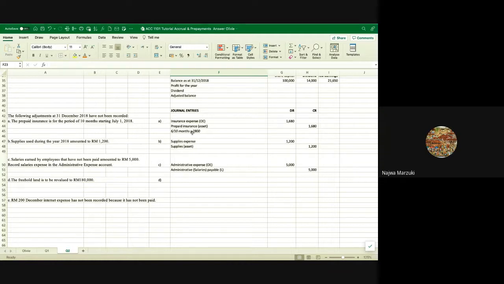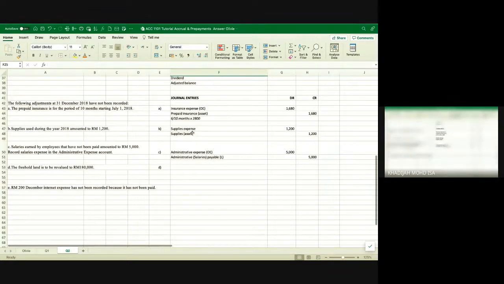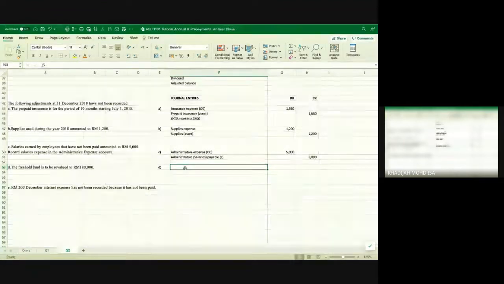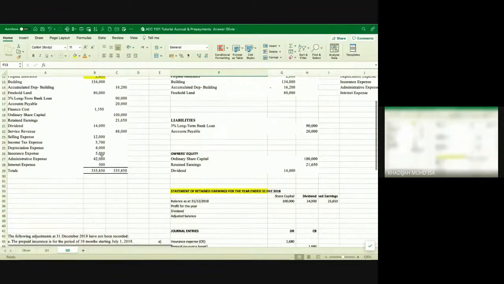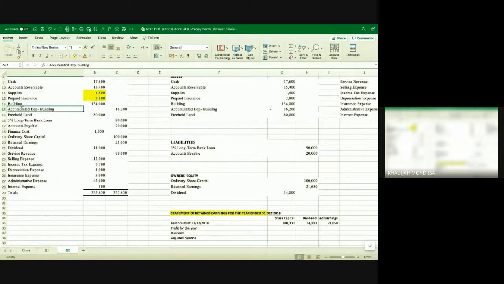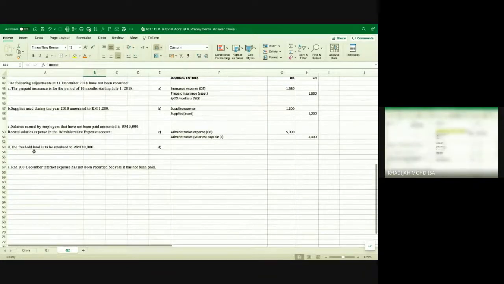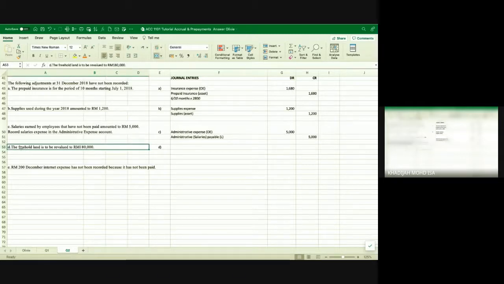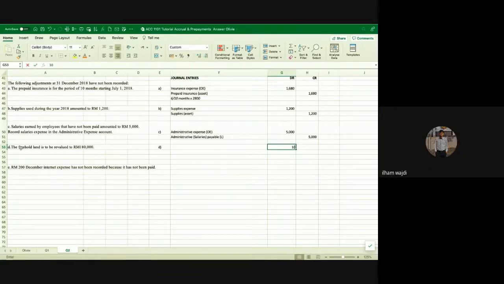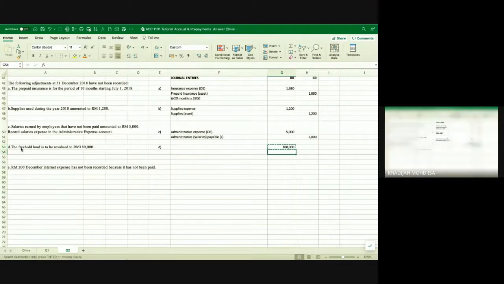Yes, clear. Okay, now we have D, the freehold land is to be revalued to 180,000. So land, I told you land appreciate in value, right? Initially your land, how much is your land? You have a building, you have freehold land 80,000. In the account, the land value is 80,000, but now it says that is to be revalued to 180,000. So from 80 to 180, how much is the increase? 100,000.